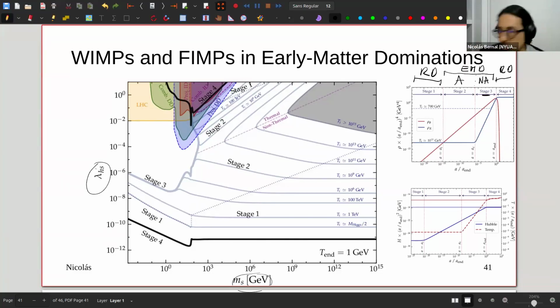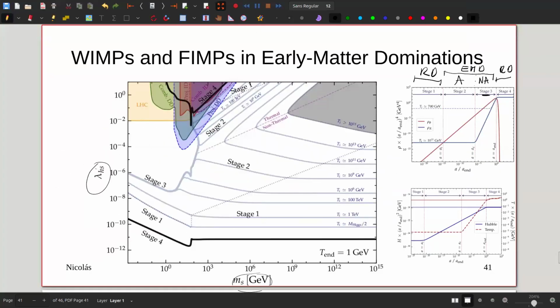It starts to inject entropy into the standard model, and therefore the radiation is not free radiation, because it has a source term. This particle that is dominating is decaying into radiation, pumping energy into the visible sector. So these are the stages. Thanks for the question.